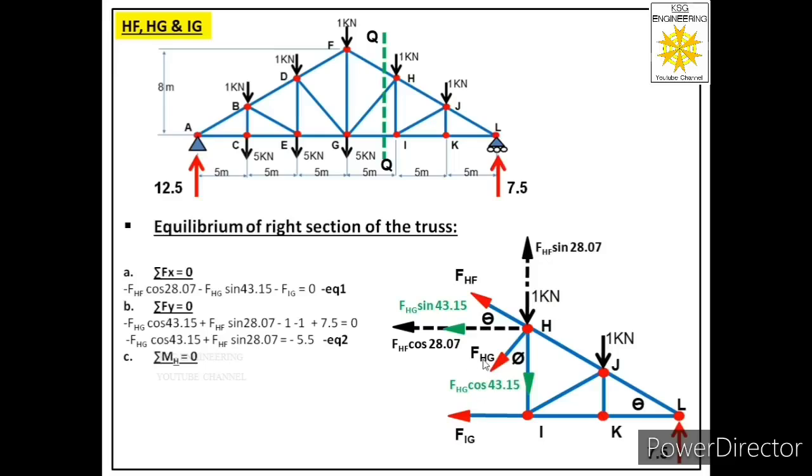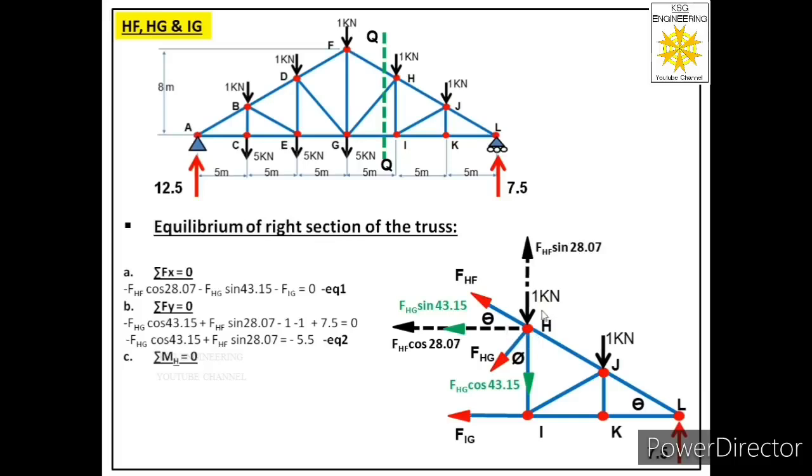Now you can see these two forces FHG and FHF. These two are acting at joint H. So if we will consider moment about joint H, then moment because of these two forces will be 0 because these two are intersecting joint H. So we will get rid of these two unknowns. So in that equation there will be only one unknown, that is FIG. So we can solve that equation easily. So let us consider moment about joint H.